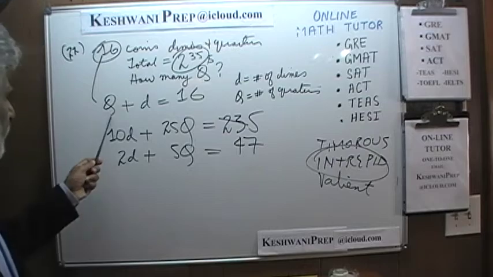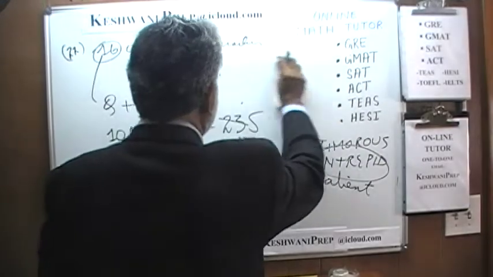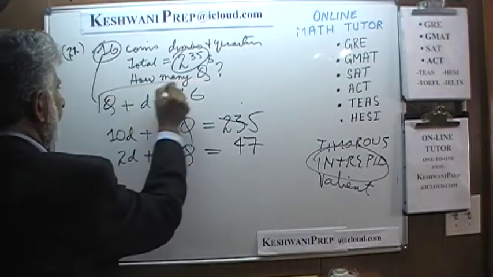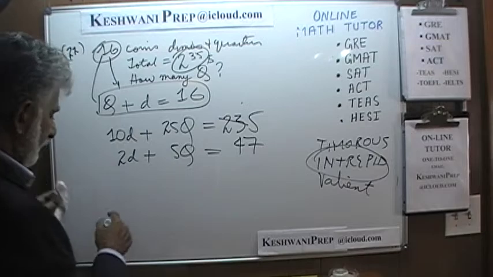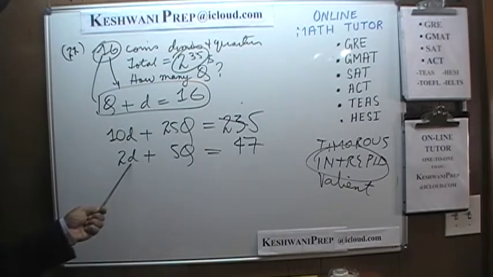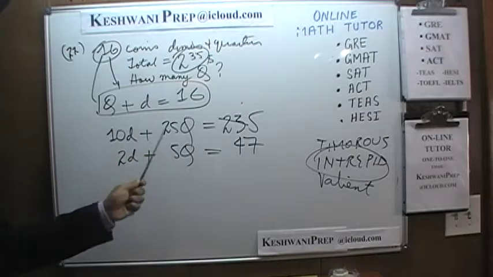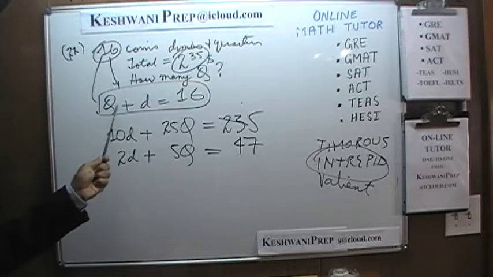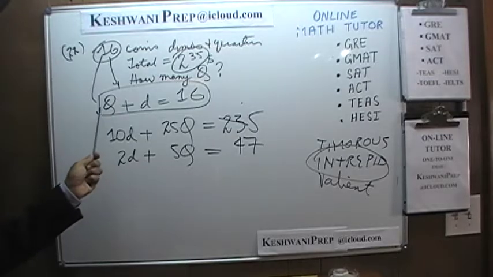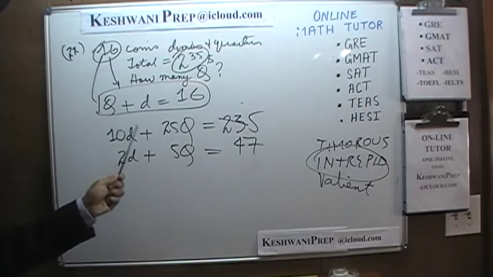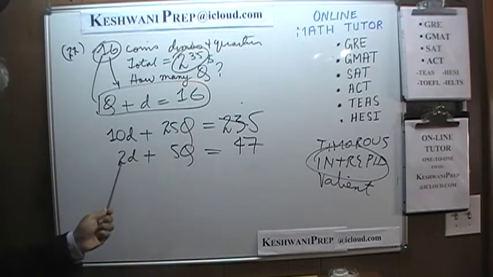And then the second equation is right here. We're going to take this equation, which comes from the fact that there are 16 coins. Now, because we have 2d's here and 5q's, we can either multiply this equation by 5 and get rid of the q, or if you multiply the entire equation by 2, you can get rid of d.